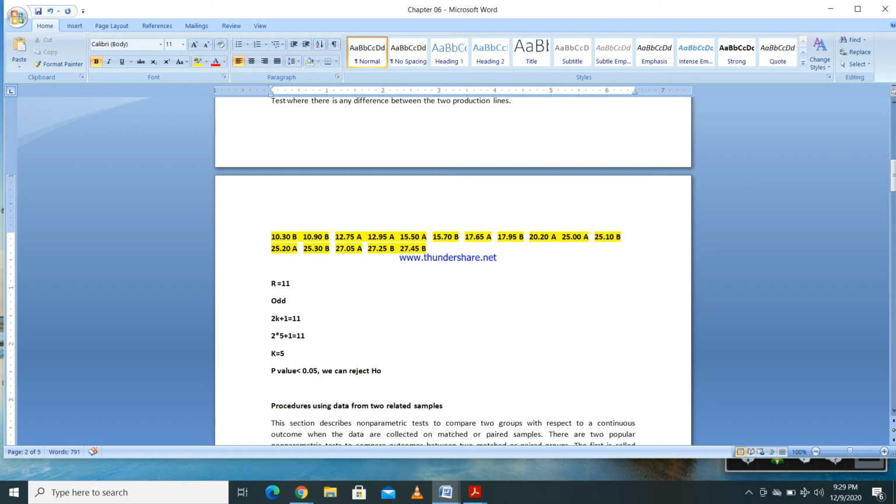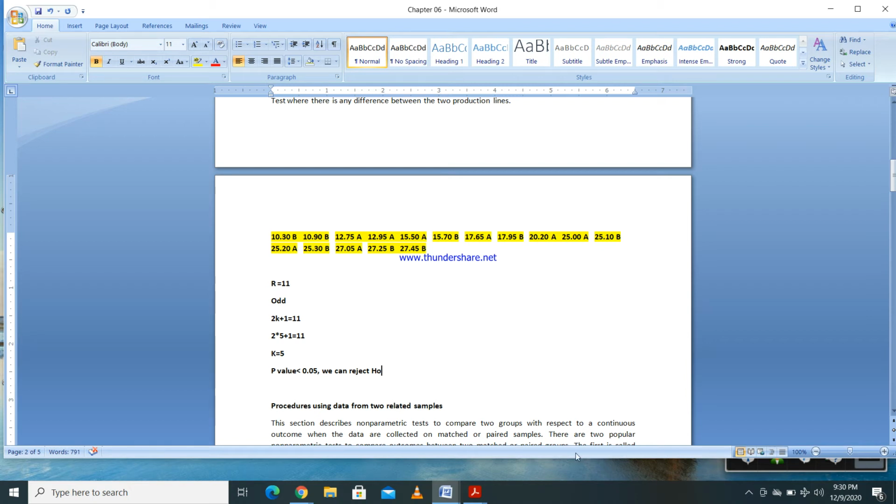It's just a matter of how to recognize the number of runs after pooling all the observations and arranging them in ascending order. Okay, so the things that we discussed were about the runs test, how to use the test when you have one sample, and how to use the test when you want to test the randomness.